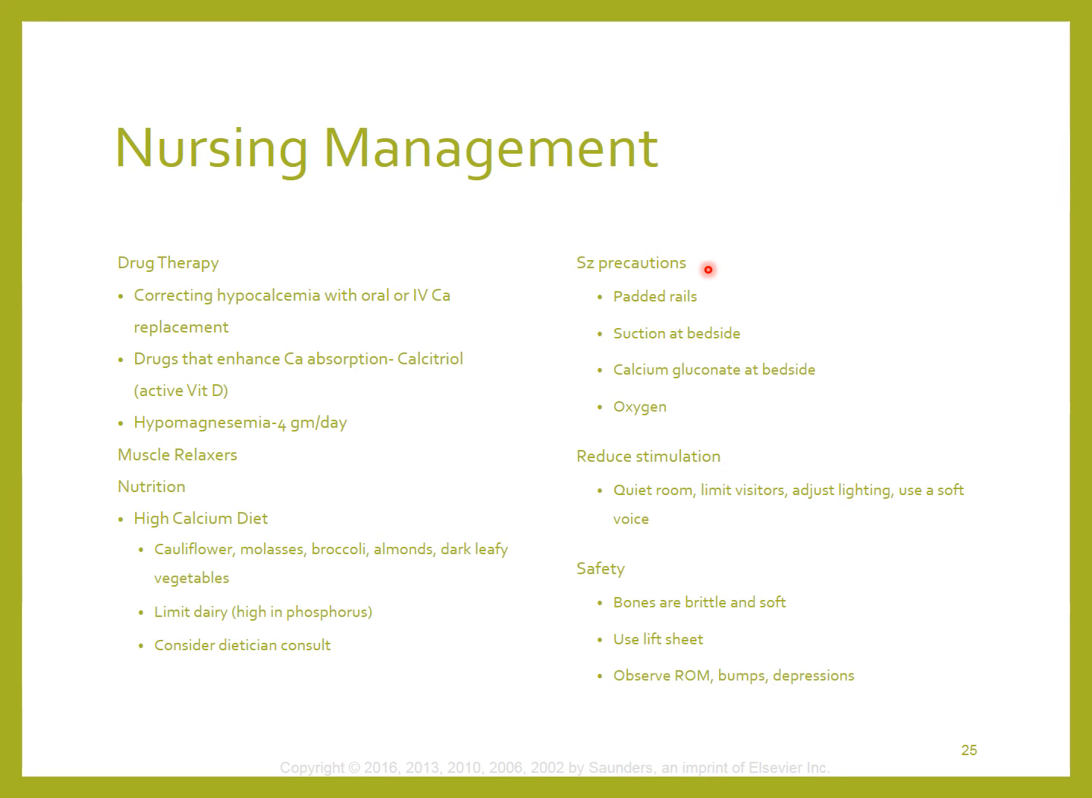Seizure precautions, because remember, if they have severe hypocalcemia, they're going to seize. That is not a fun thing to be around. So make sure the rails are padded, the bed is in the lowest position. That's kind of a given. But suction needs to be at bedside. Calcium gluconate needs to be at bedside, like a whole container, an ampule of it inside the room. And make sure you have oxygen available in case they seize.